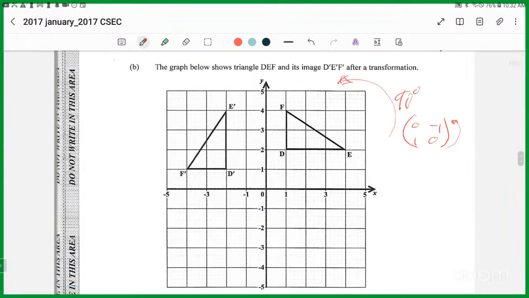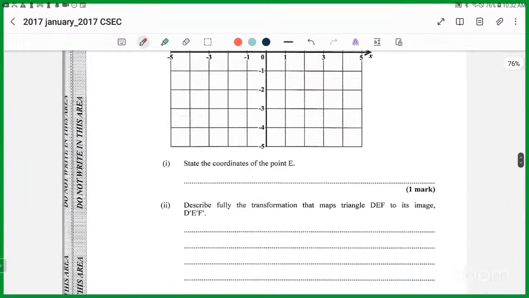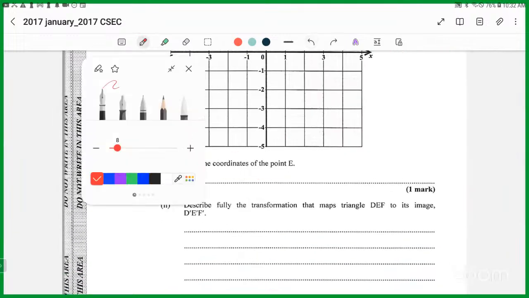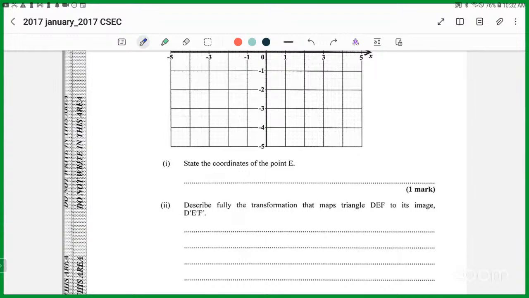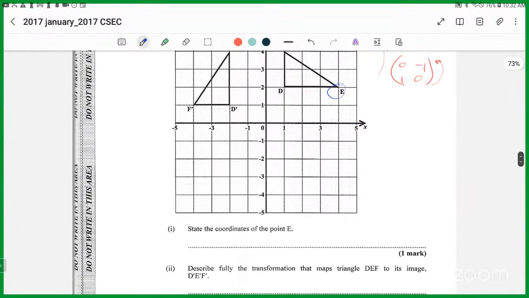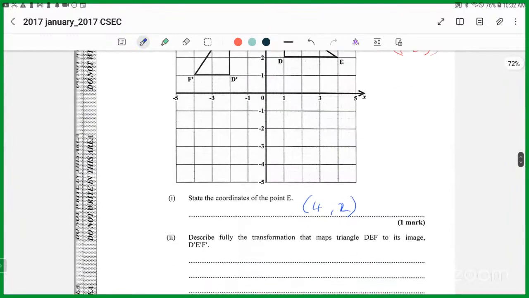First part wants us to write the coordinates of E. Let me get the blue in. So E is this point right here. Based on this point, this is 1, 2, 3, 4 units by 2. So that's the point (4, 2). All right. Next part says describe fully the transformation of DEF onto D prime, E prime, F prime. So it's an anti-clockwise 90-degree rotation about the origin.